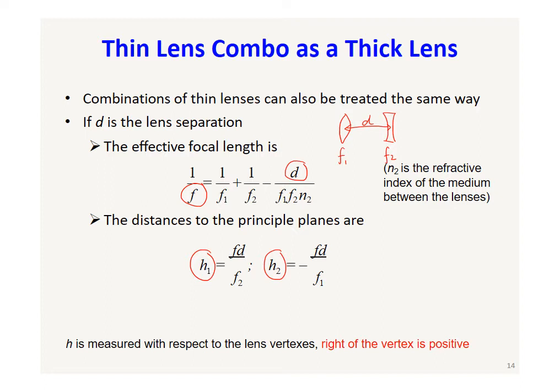If I use a slightly different color, we measure the position of H1 from the first lens, some distance to the right, H1, and H2 is similarly measured from the center of lens 2.